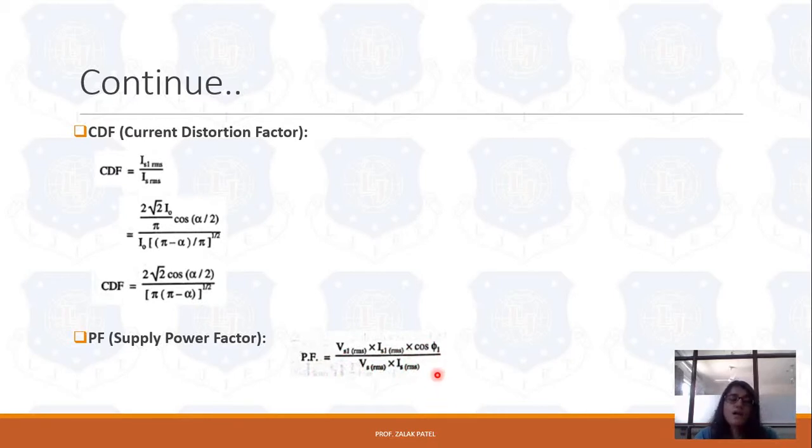So now let's put the values of all the components. But in this equation, VS1 RMS and VS RMS, meaning the voltage value for the fundamental component and the voltage value for the original supply voltage, will be almost equal in the ideal circuit. So that's why we take the ratio as 1, because both values are almost equivalent. Now what is remaining in this equation? PF is equal to IS1 upon IS into cos phi. So let's do with it.